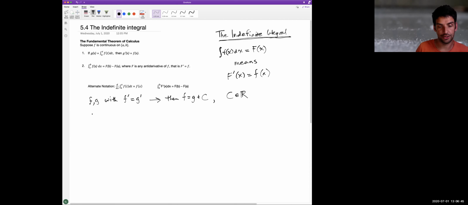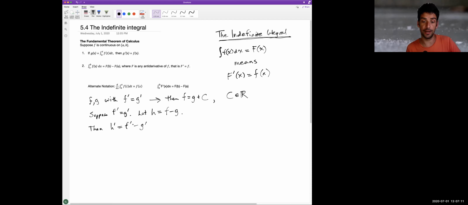So why is this true? Let's take a look at this quickly. If I have two functions whose derivatives are equal, I'm going to invent a function called h, which is f minus g. Then h prime, just using the rules of derivatives, is equal to f prime minus g prime, right? And since these two are equal, that's equal to 0. H prime is equal to 0.